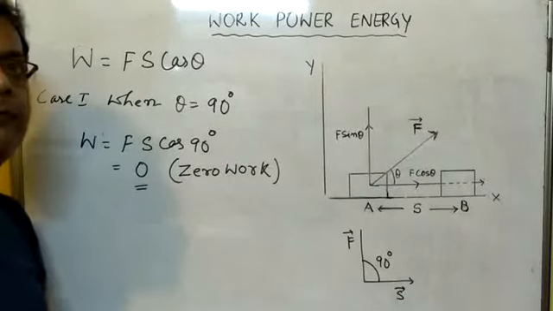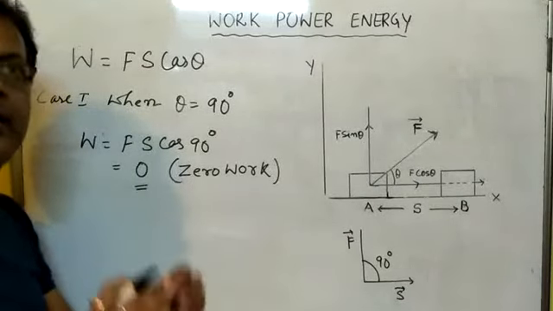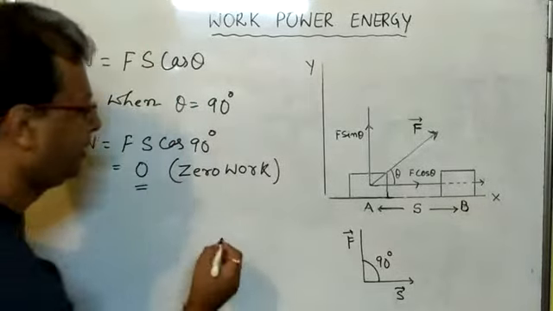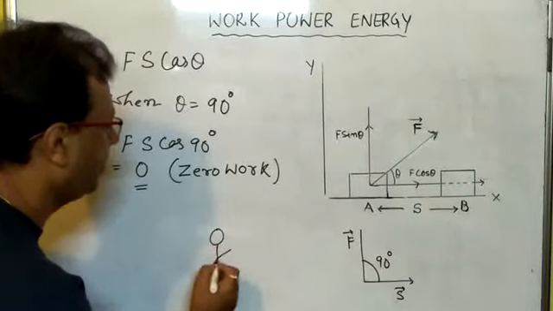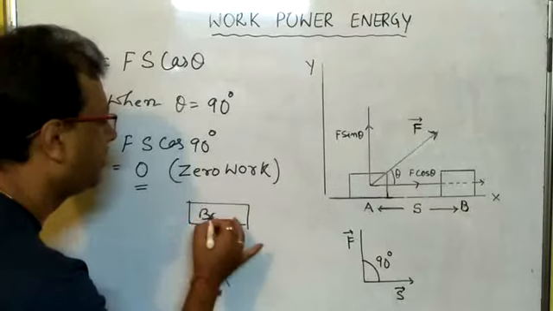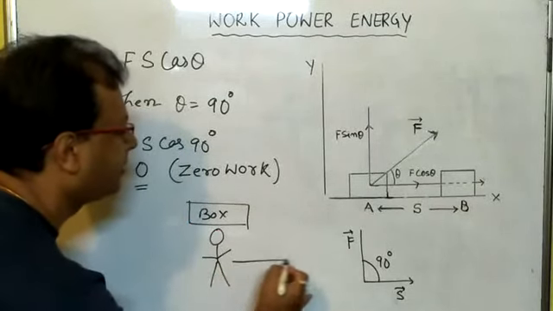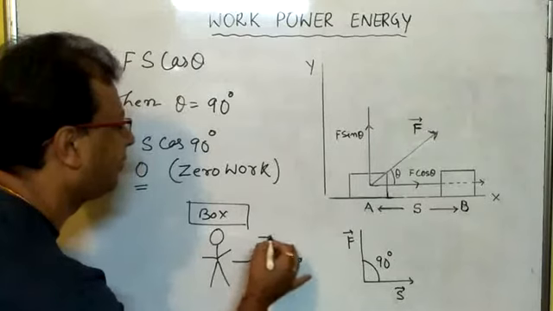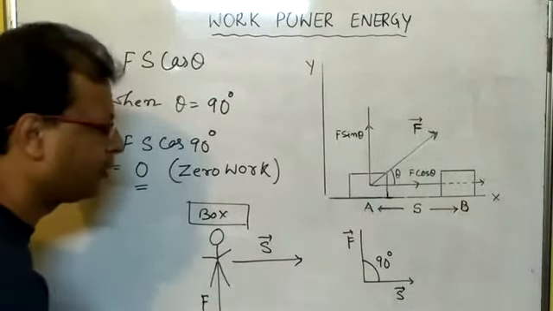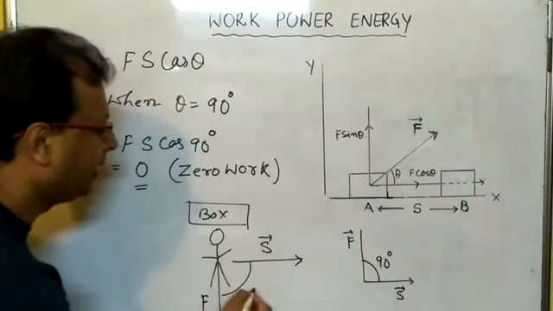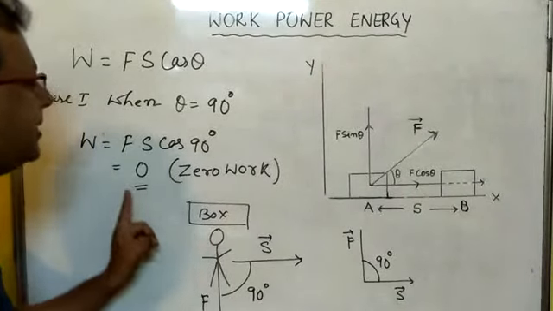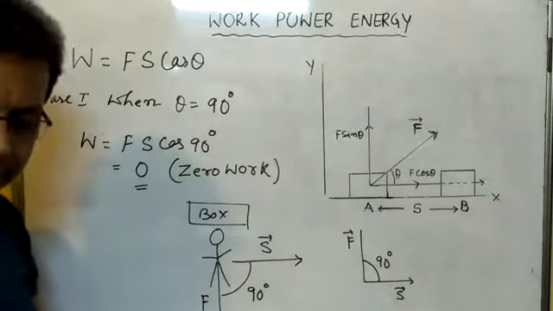A very good example of 0 work is one you learned in school. A man carries a box on his head and moves in the forward direction. So this is the displacement, and the gravitational force on the man is in the downward direction. The angle between them is 90 degrees. So this is an example of 0 work.